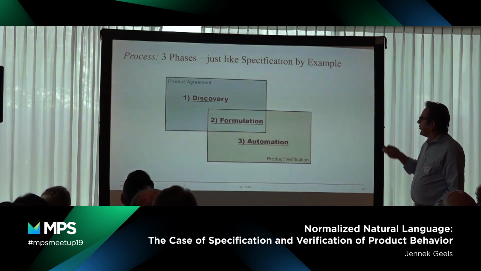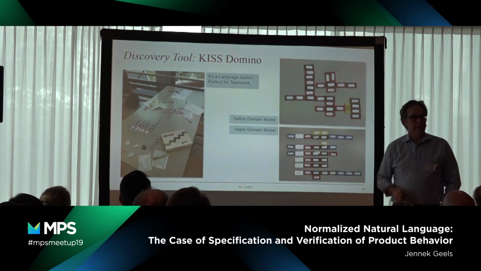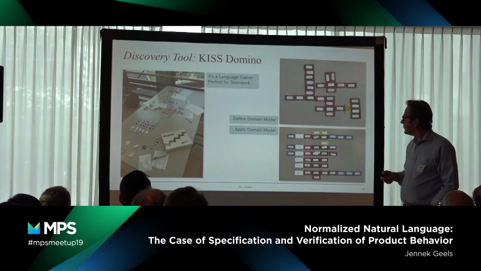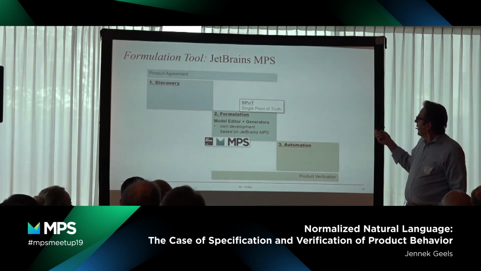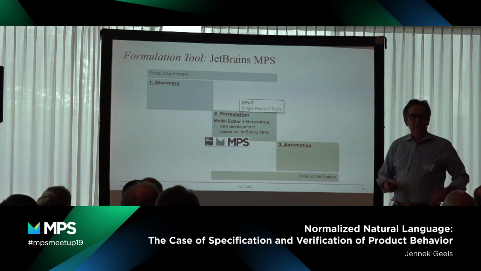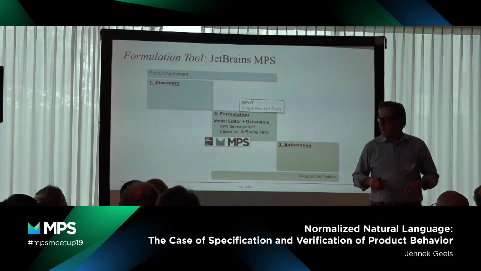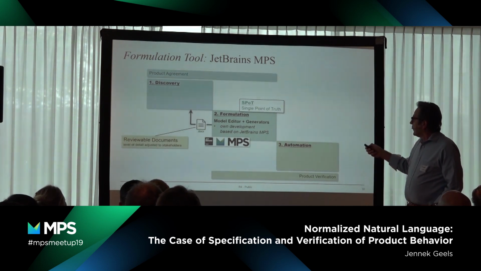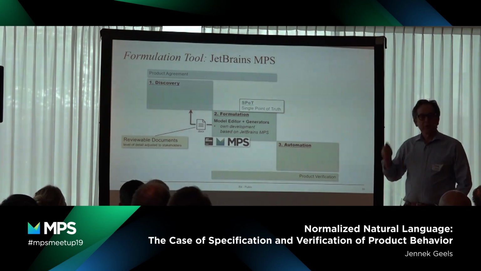Okay, let's look at some tools. For the discovery, we've seen this. This is the table we are sitting at with the 3 amigos. The beer is under the table. This is where MPS is. MPS is the single point of truth. And we generate artifacts back to the review process.